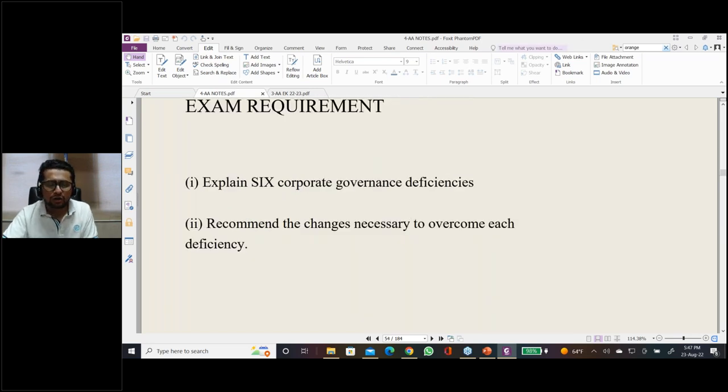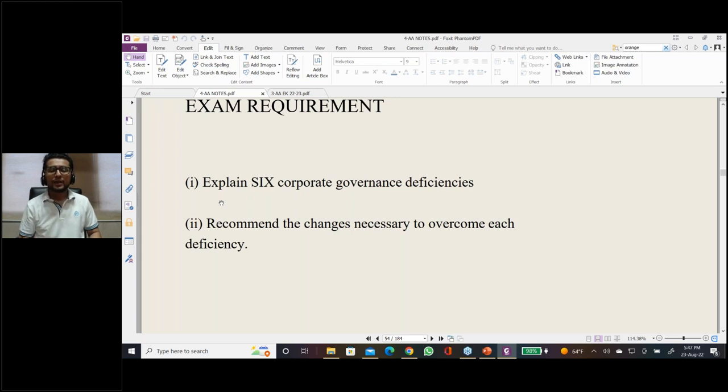Now, before I take on your questions, last but surely not the least, what kind of question should you expect from the corporate governance within your exam? Number one, corporate governance is a very important topic for your section A. Number two, audit committee benefits, objectives, activities could be tested. Risk committee, nomination committee could be tested within your section B as a bookish, straightforward knowledge based question.